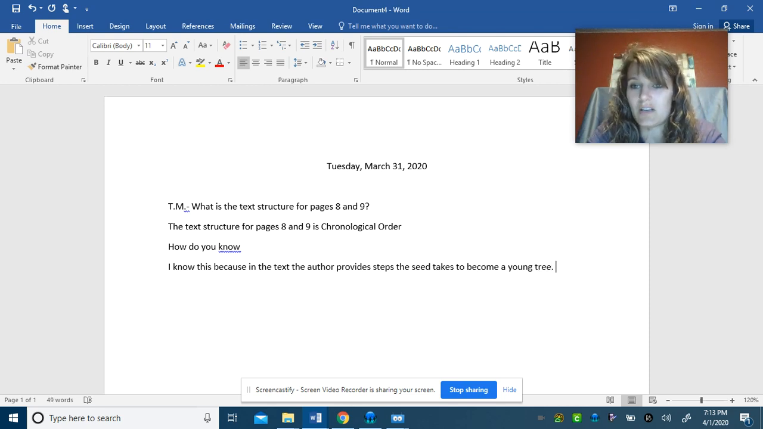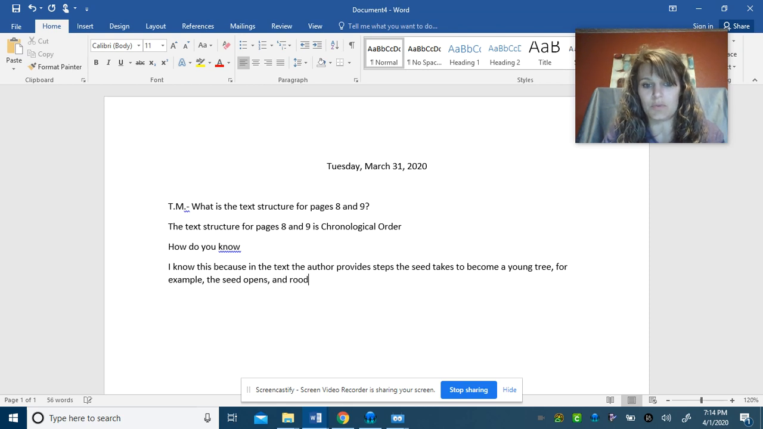And remember, that's not good enough, right? We have to cite evidence from the text. So I'm going to put a comma. For example, the seed opens and roots, and then let's put a time order word in there, roots begin to grow. And there's my teacher model for text structure.